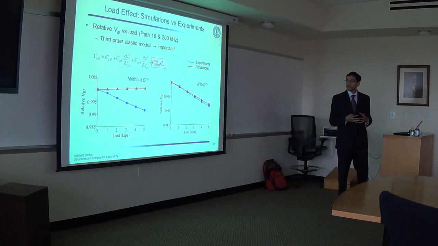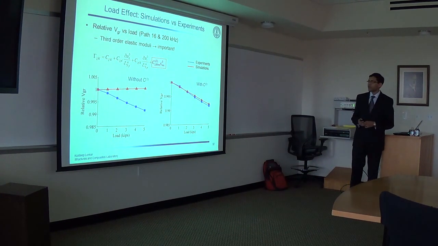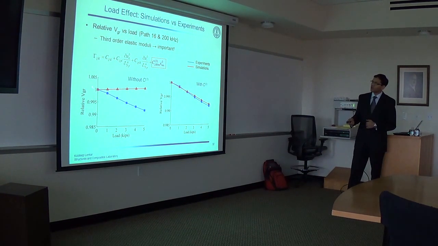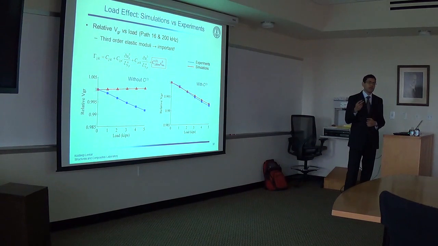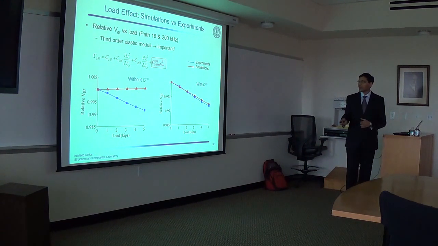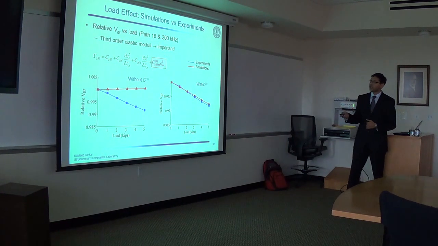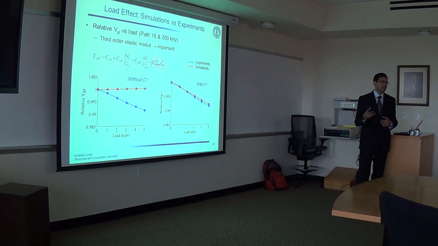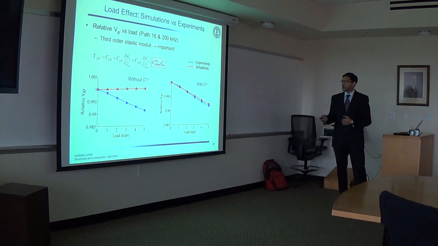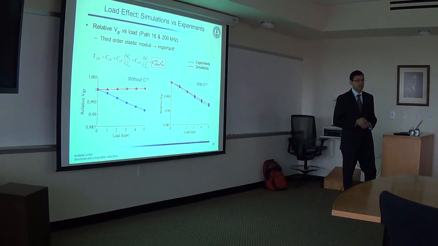This slide shows you the importance of including the nonlinearity in the stress-strain relationship. Here I have compared the relative group velocity versus load for path 1-6, so we actuate 1 and sense using 6. The actuation frequency was 200 kilohertz. I have compared the experimental results with simulated results, but in this case, I didn't include the third order elastic moduli for the nonlinearity in the stress-strain relationship. As you can see, we cannot model the acousto-elastic effect if we ignore this nonlinearity.